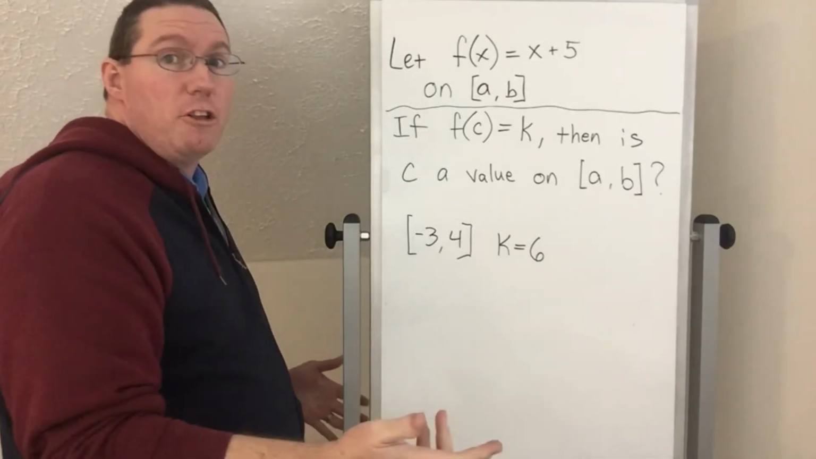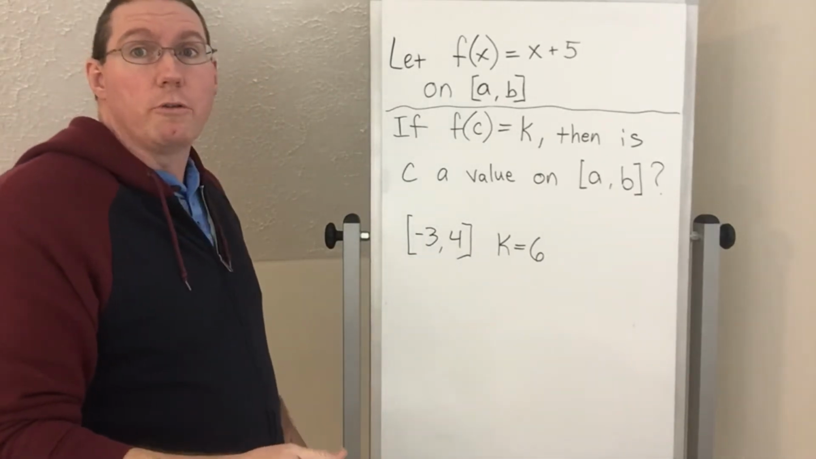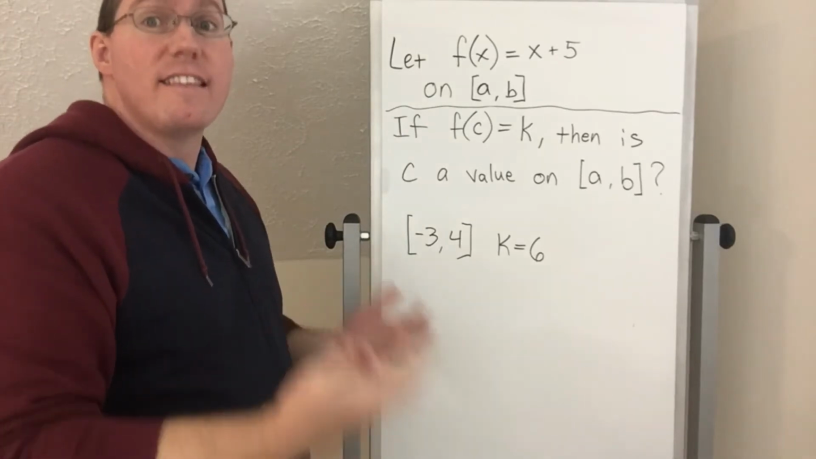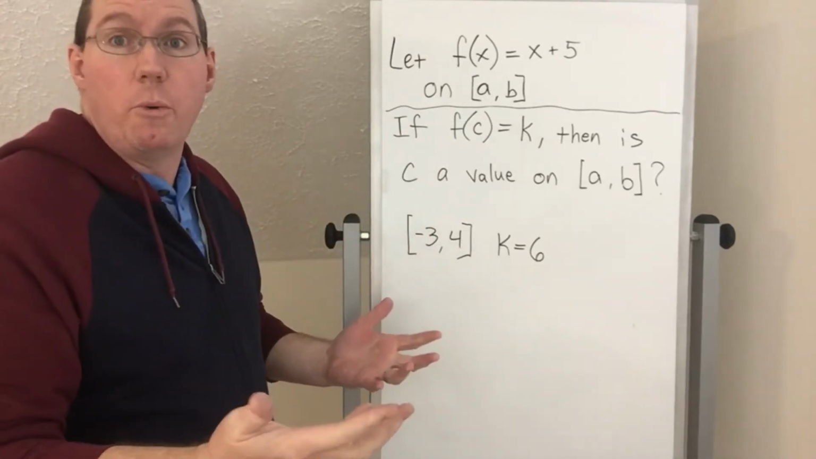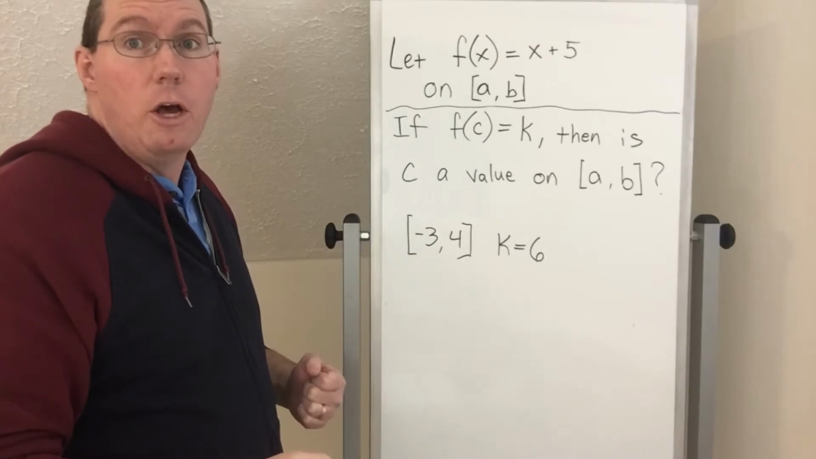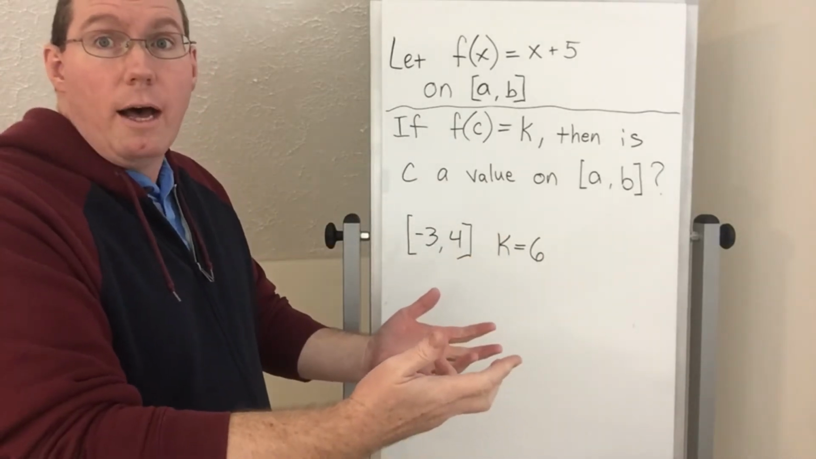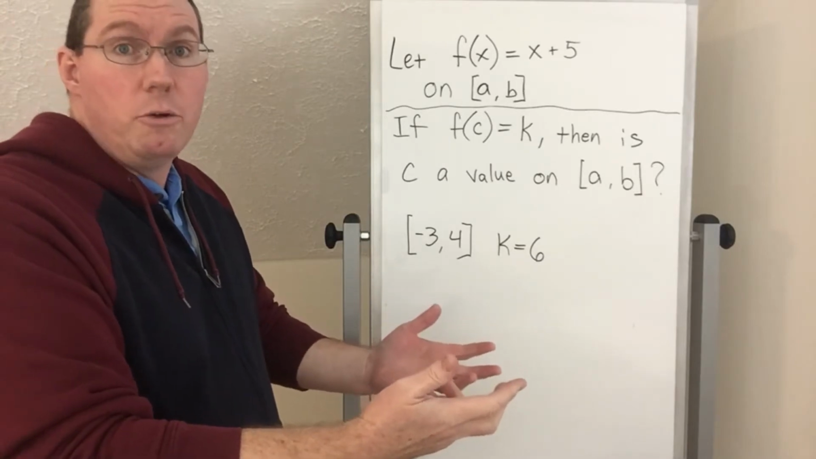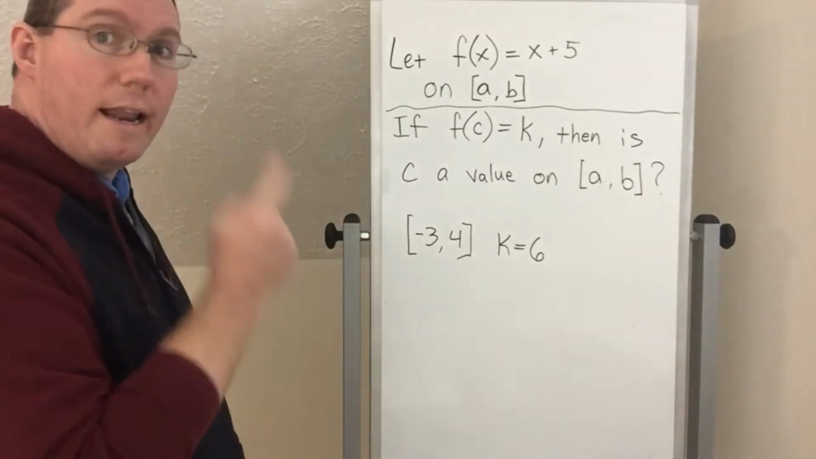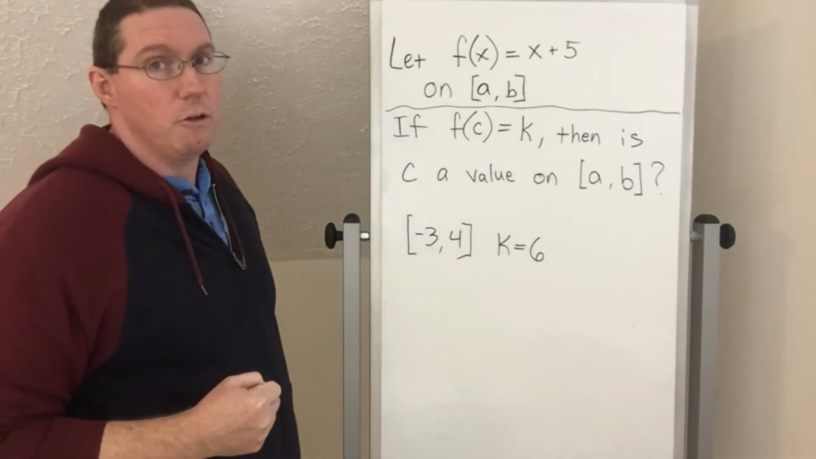Now the output value k was the result of the input value c. It was some mysterious number that we didn't really identify, right? We were just given the output value, and so we didn't have to figure out anything about the input value c. In this one, now we want to focus on the input value c.